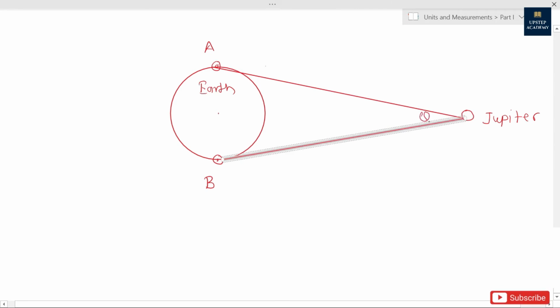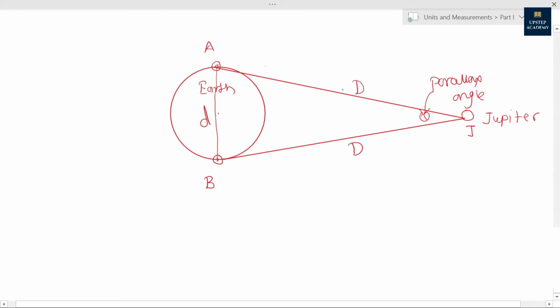Here is the angle theta, which is called the parallax angle, and this is the distance between two points on earth, which we can measure easily. And here is Jupiter. This angle is the parallax angle, and suppose this point is J, and this is D, the distance between earth and Jupiter. That distance we have to measure. We know this distance and we know the angle.